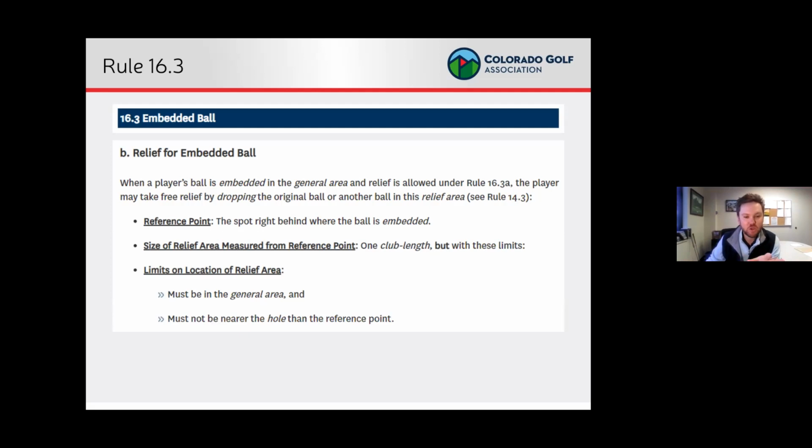So we get this question all the time, and it doesn't happen that much, but we still get it a lot: what if a ball is embedded and you have a bunker and there's that stack, that little layer of earth, right? That little icing on the cake, or let's say you drill one into there. We saw in Rule 12, that little area that's not sand is not part of the bunker. That's part of the general area. So what if your ball is plugged into that?